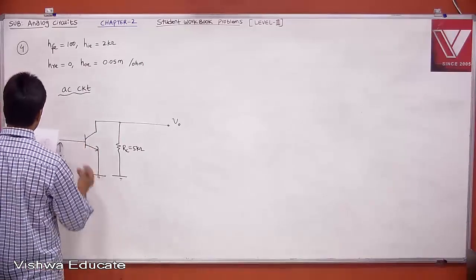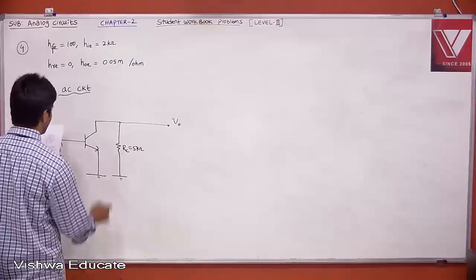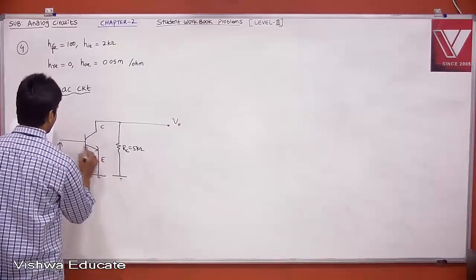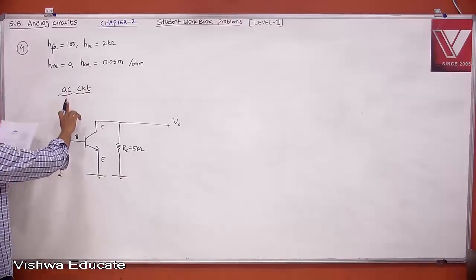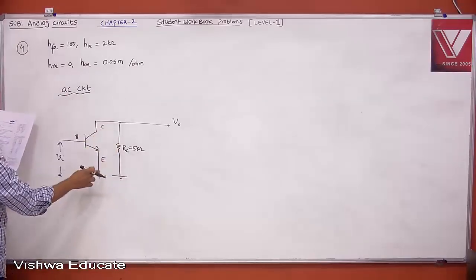Okay, shorted. Don't need to take anything. That's it. Okay, this is your collector, emitter, base. This is your AC circuit. Actually, we have R1, R2, VCC, right? VCC is connected to ground, AC ground.